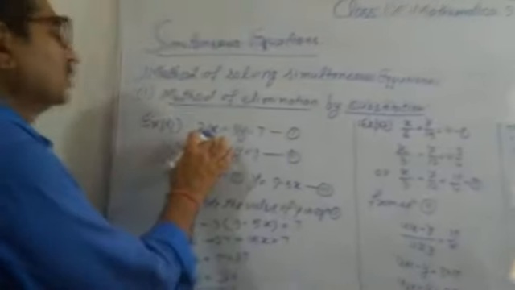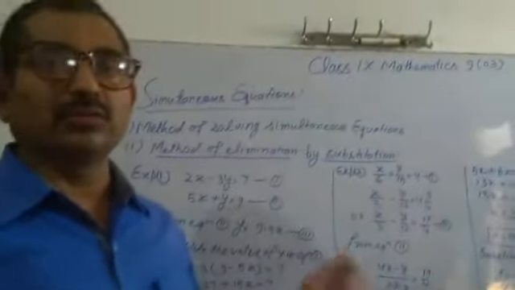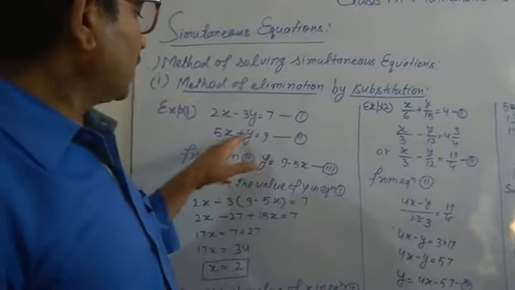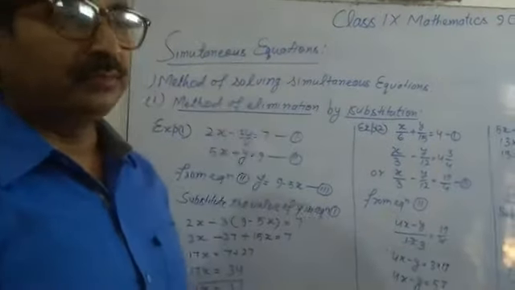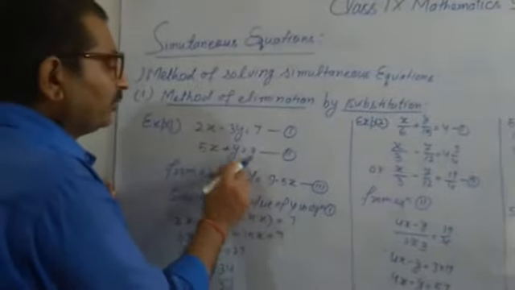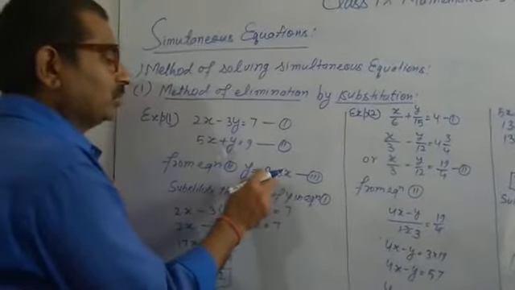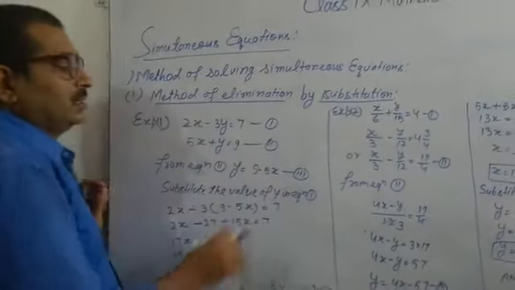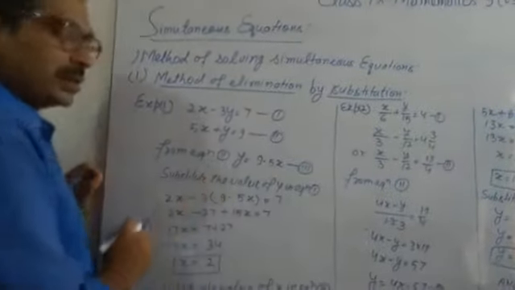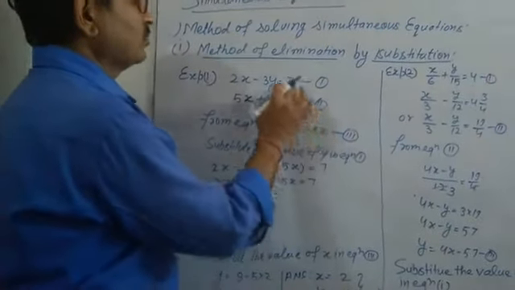For example: 2x minus 3y equal to 7, first equation. Second, 5x plus y equal to 9. From the second equation, we get the value of variable y in terms of x: y equal to 9 minus 5x. This is the third equation. This is step first.